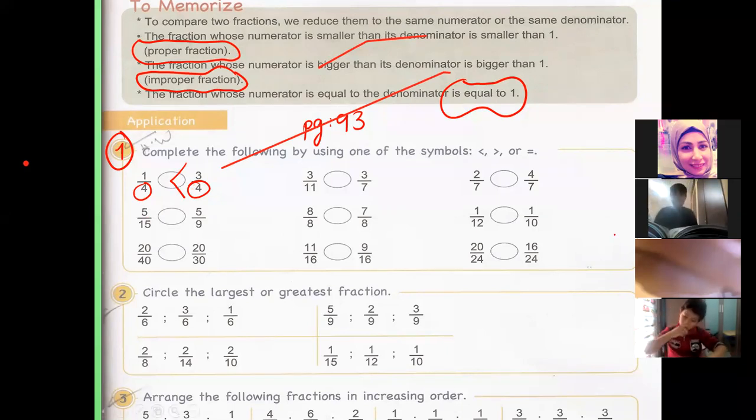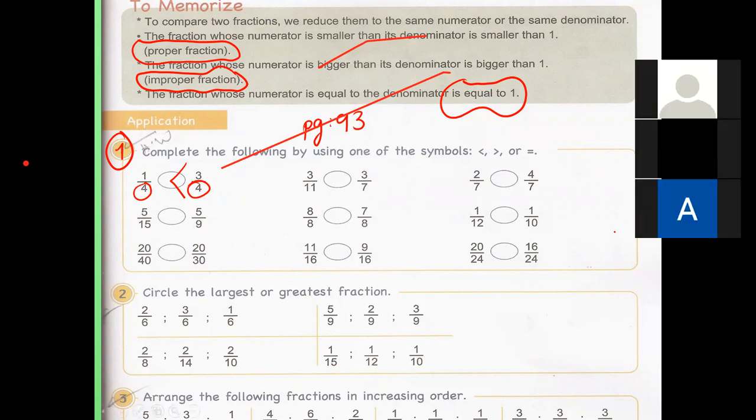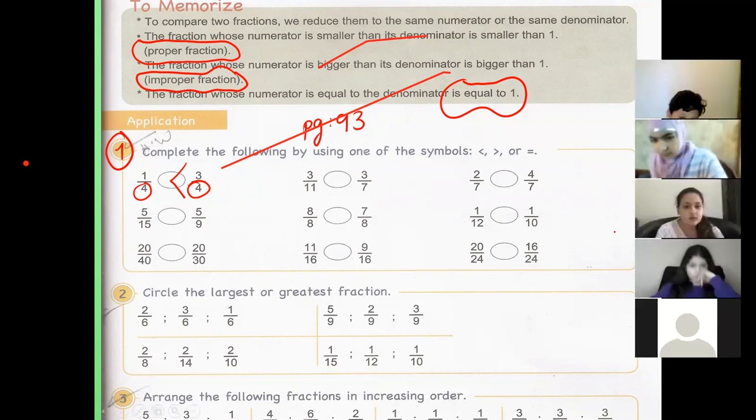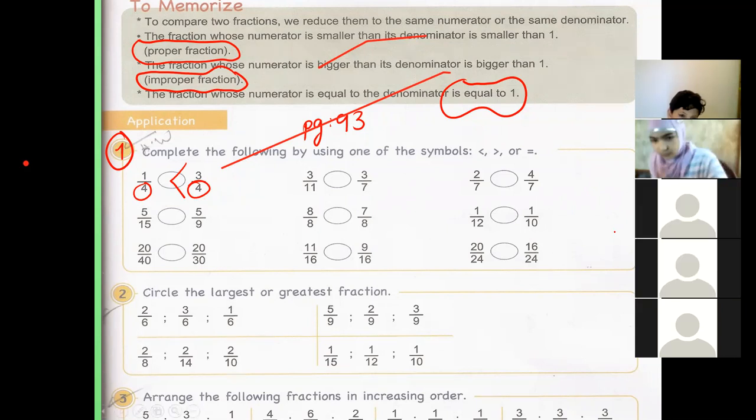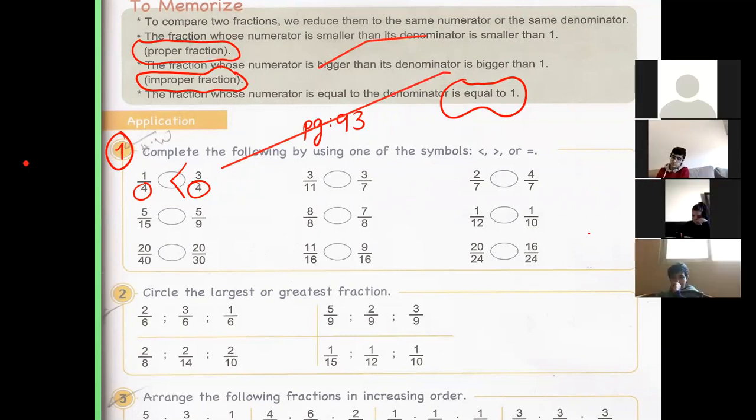Now, Jad Ismail. Which one, 5 over 15 or 5 over 9? 15. Okay. How do we compare them? Easy? 15 is bigger than 9, so 15 is bigger. Easy. 15 over 9 is bigger. You mean 5 over 9 is bigger. Okay, because like the grades.